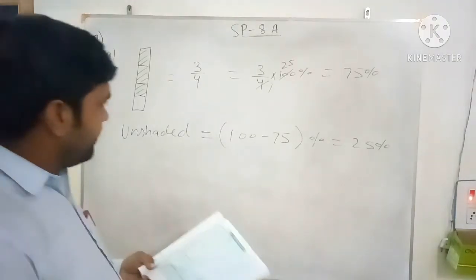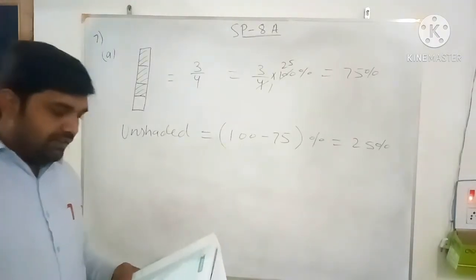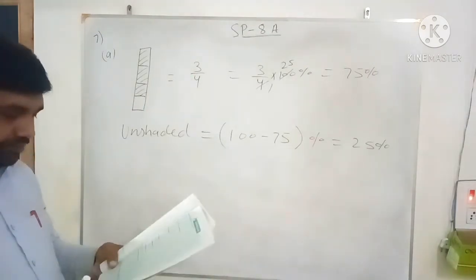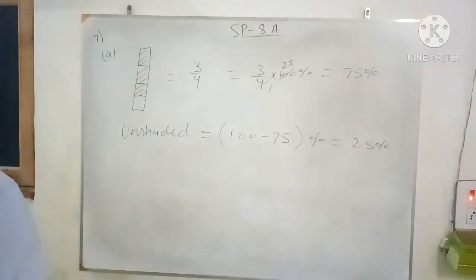In this you have to only first count the total parts, and after that in the neutral place you put the number of parts which is stated. So now we move to the next question, question number 8.